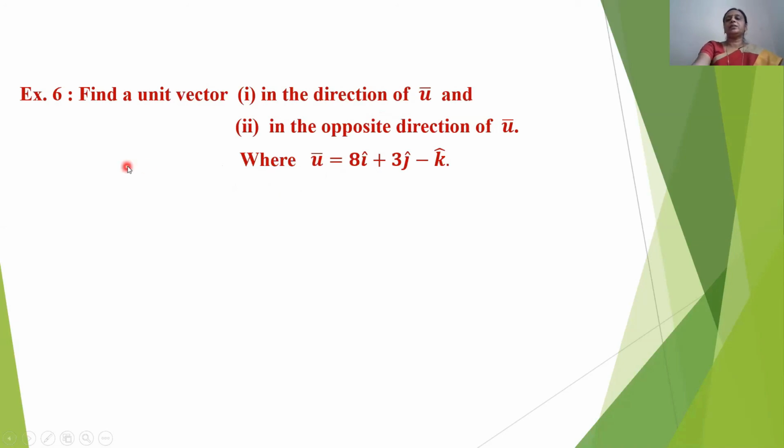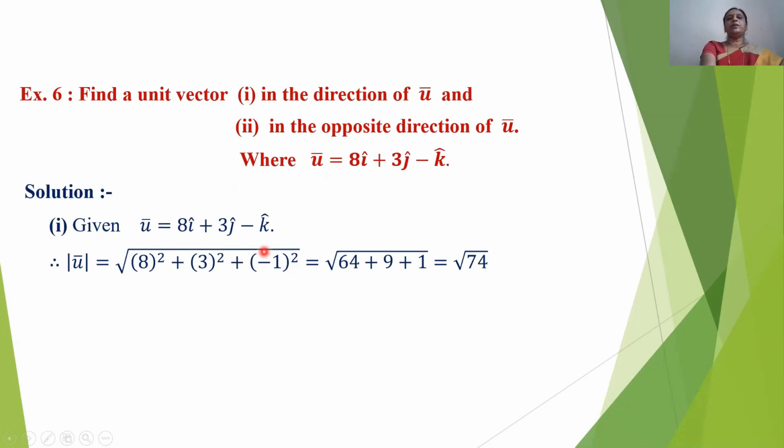Okay, just simplify this. Here u bar is 8i plus 3j minus k. Then find its magnitude. Mod of u bar is equal to the square root of, here the components of i, j, k are 8, 3, minus 1. Therefore write down the square root of 8 square plus 3 square plus minus 1 square. Then this will be equal to the square root of 64 plus 9 plus 1. Square of 8 is 64, square of 3 is 9, and square of minus 1 is 1. And this will be equal to the square root of 74.